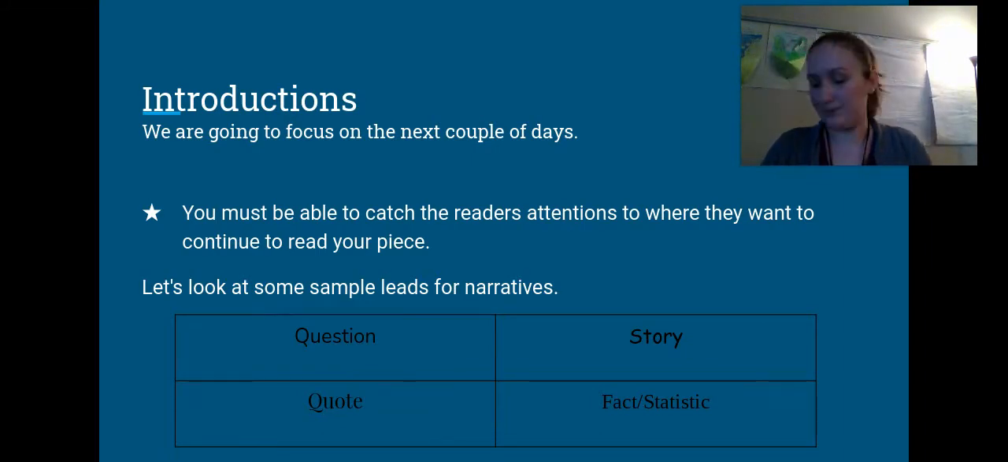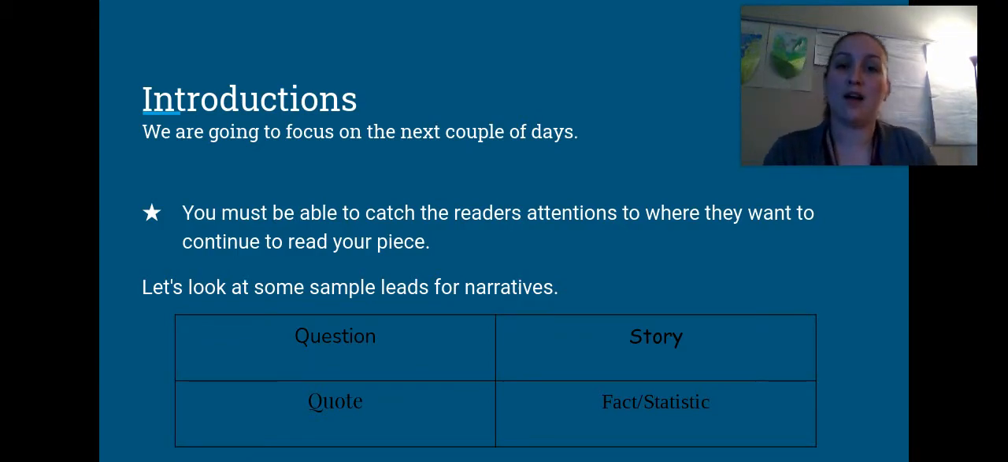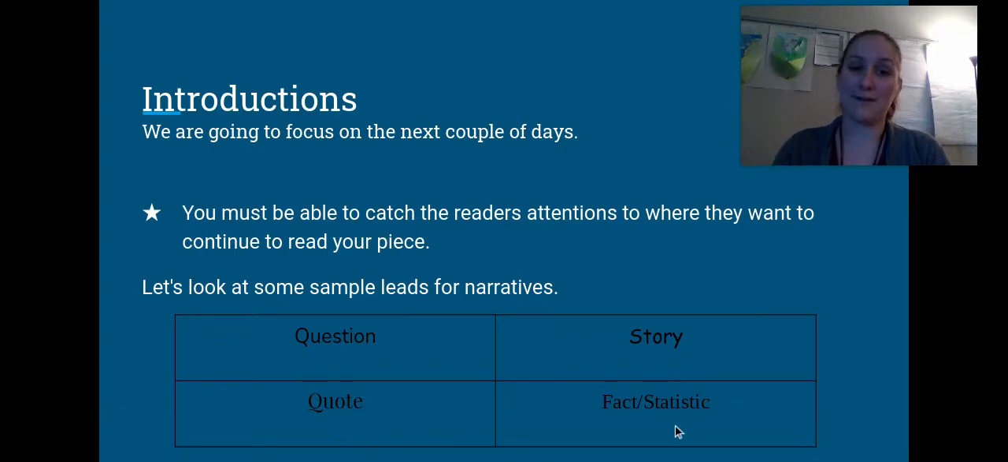Okay, erase your whiteboard. So today we are going to focus a lot on that hook like we focused on yesterday, because that is, like I said, what sets the tone. So at the bottom of the screen, you should see that there are four different ways that you can use as a hook. Read them with me. The first one is a question. That's what we're most used to, is starting with a question. Then over we have a story, and then we have a quote, and finally a fact or statistic.